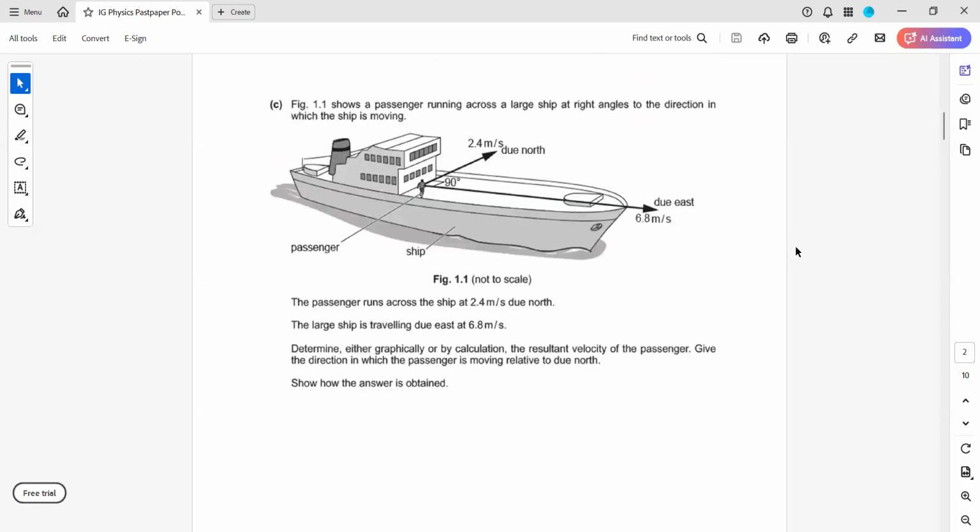So how will you know which one is the base and which one is the perpendicular? First, after drawing a triangle, as they ask the angle from the north, which one is the north? This one is the north. This one is the east. They ask the angle of the resultant from north, so this is theta for us. The angle is always between the base and the hypotenuse. So this will be the base.